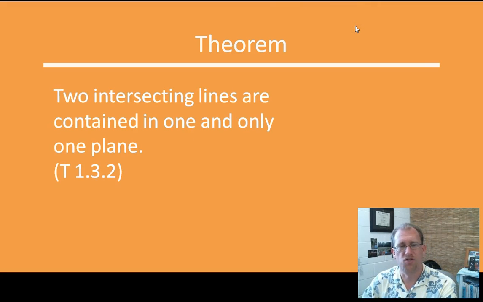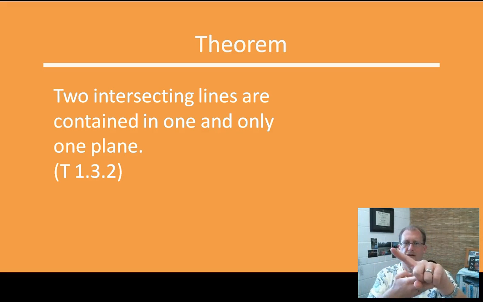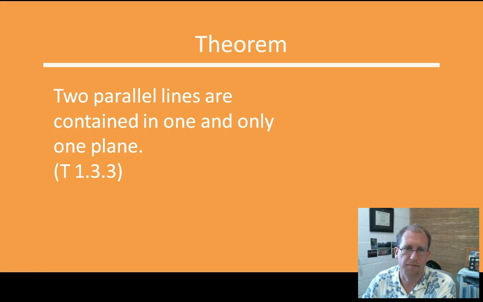Another theorem is that two intersecting lines are contained in only one plane. So if I have this line and they intersect, I can only pass one plane through that so that both lines lie in the plane, okay? So an infinite number of planes can go through this line because it can go all the way around. But as soon as I define another dimension to it, there's only one plane that'll go through that area. Okay, so two intersecting lines lie in only one plane.